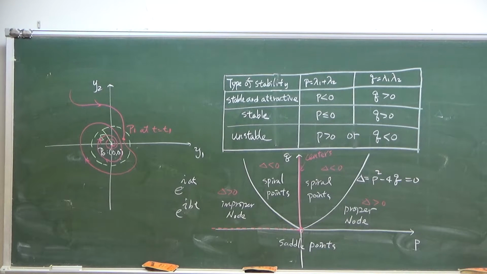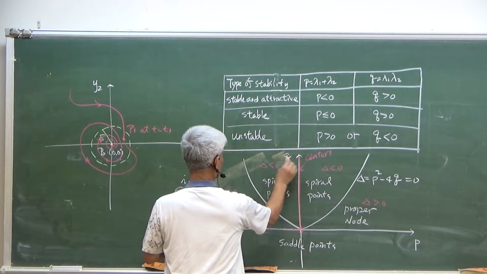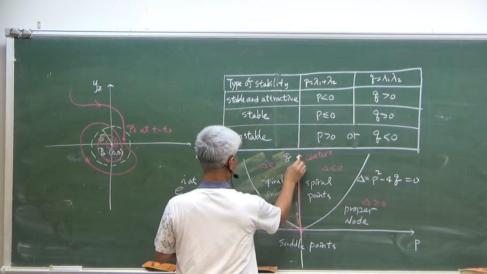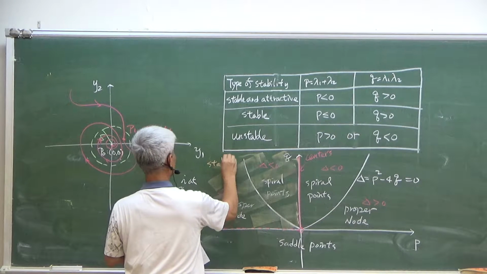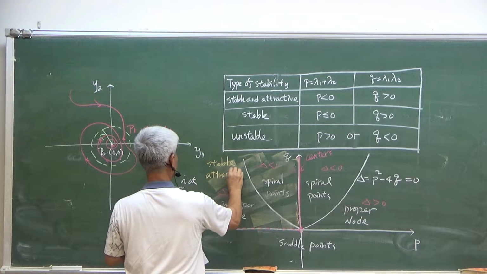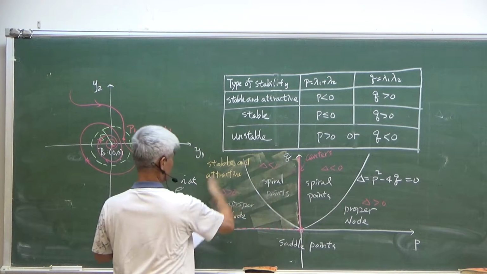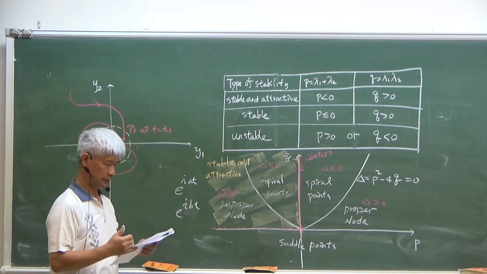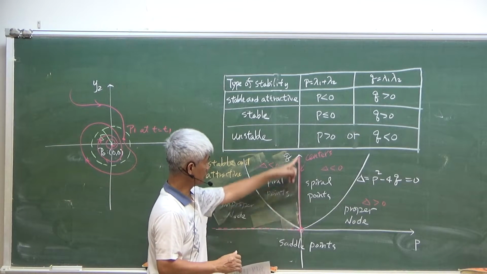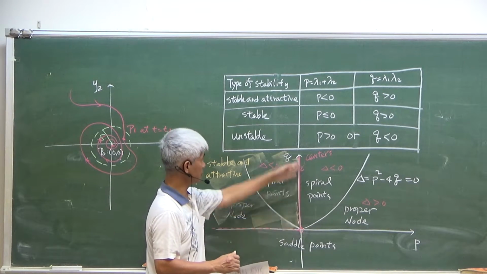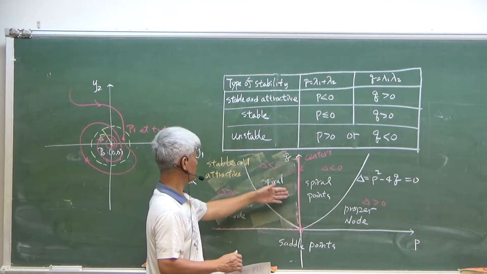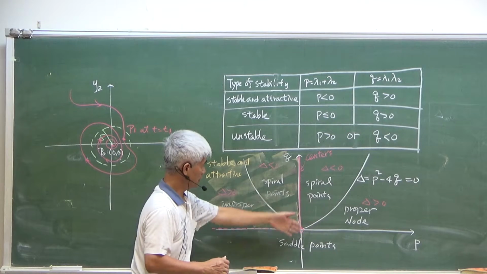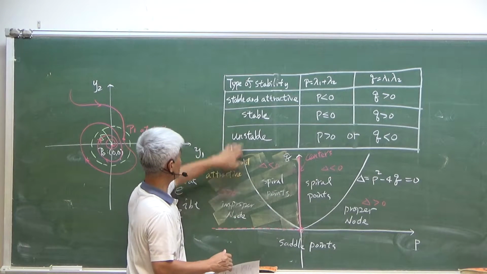Now, the region of stable and attractive actually is here, the second quadrant. Okay, so in here you are stable and attractive. In the second quadrant, excluding the Q-axis, because the Q-axis corresponds to centers, so they are stable only. So only the second quadrant without the coordinate axis corresponds to the stable and attractive region.